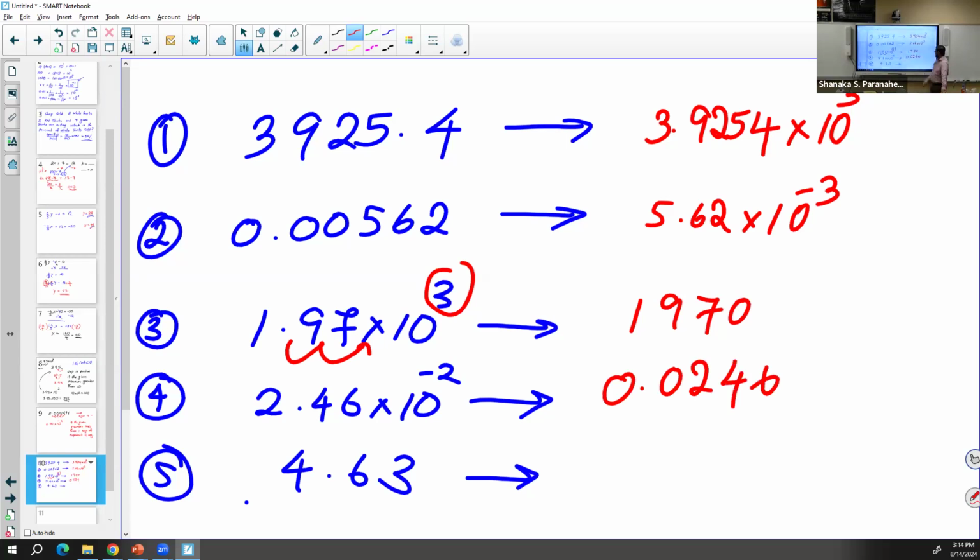Okay, so how many of you have answered the last one? What is the answer? Did anyone answer the last question? Would it be 4.63 times 10 to the power of 0? Yes, it is. So 4.63 times 10 to the power 0. The 0th power of any number is 1. So that's the scientific notation of 4.63.